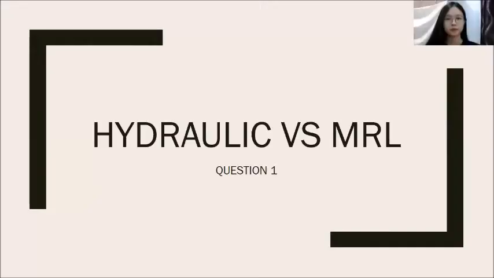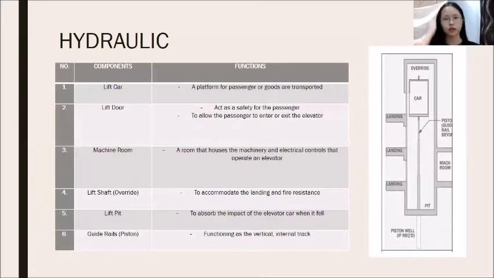So for question 1, there are two types of elevator, which are the hydraulic lift and the traction lift. The hydraulic lift is supported by a piston at the bottom of the elevator that pushes the elevator up as an electric motor forces oil or another hydraulic fluid into the piston. It is mostly used for low-rise applications of 2 to 8 stories.